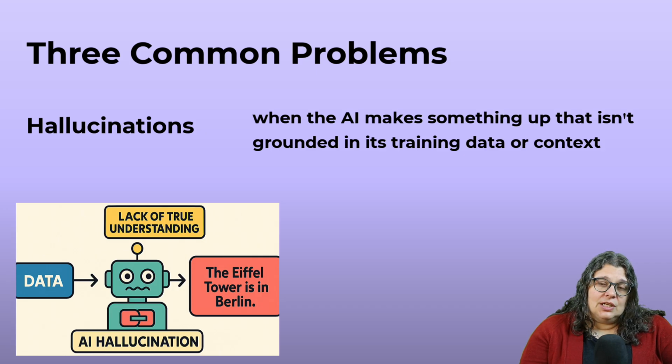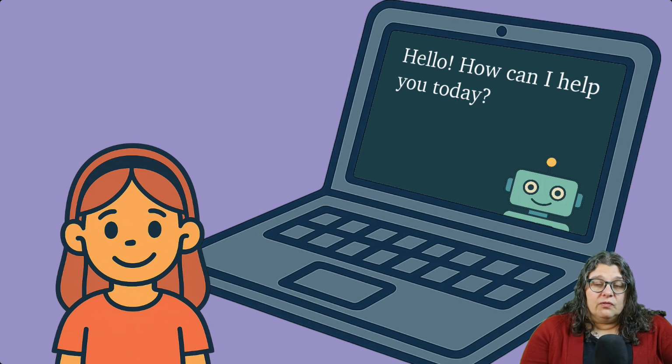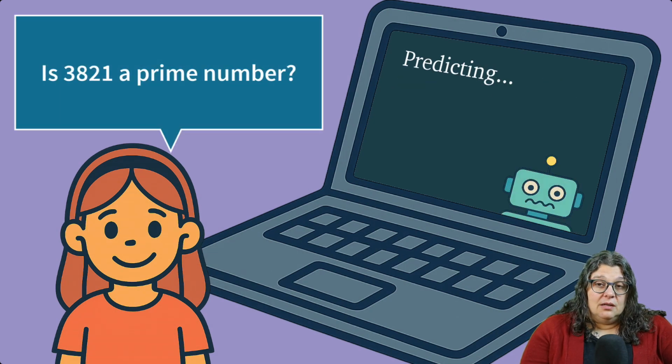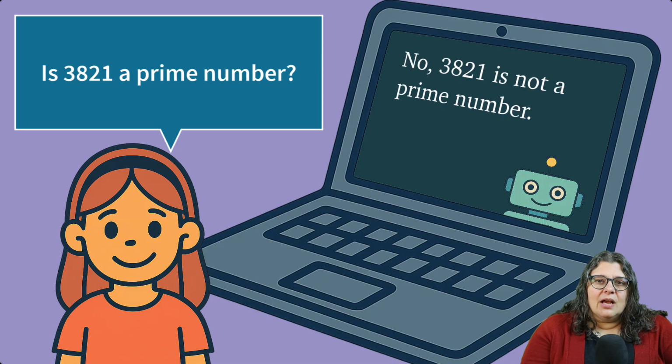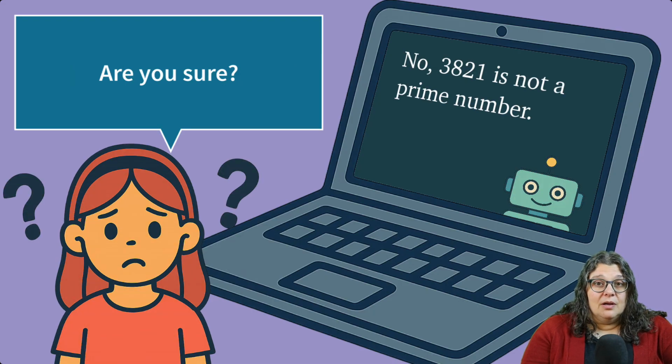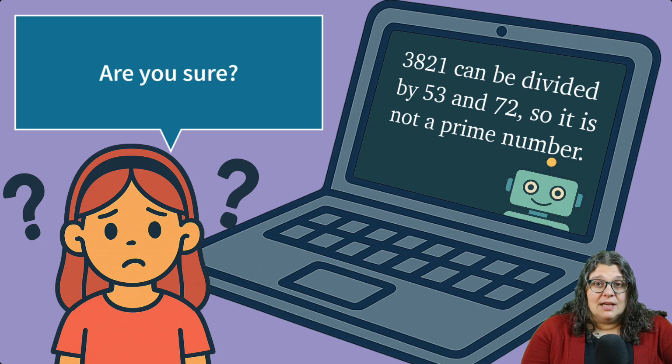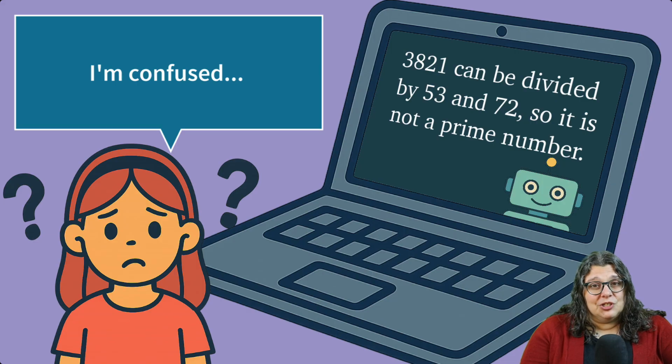A hallucination is when the AI itself makes something up that isn't grounded in its training data or context. In earlier versions of large language models, if you asked a large language model, LLM, to identify a prime number, it wasn't always correct. In this example, the AI confidently says 3,821 is not a prime number. It can be divided by 53 and 72. That's clearly incorrect. The AI essentially made up factors that don't actually work.